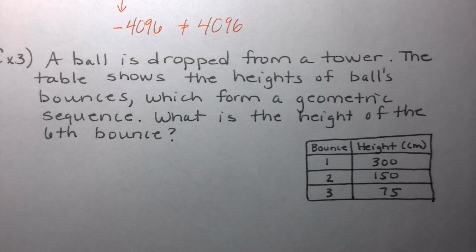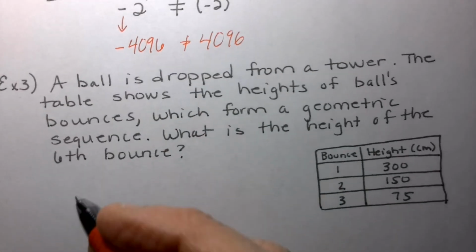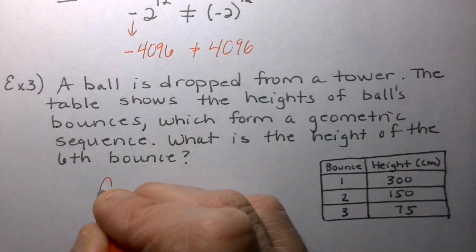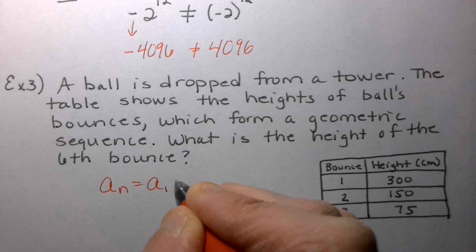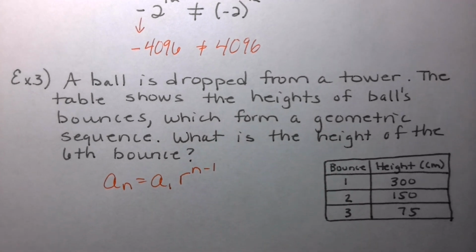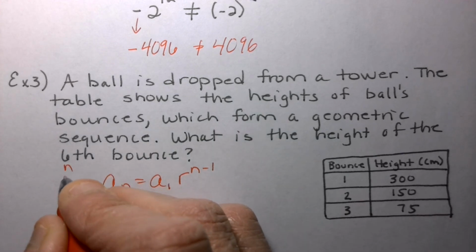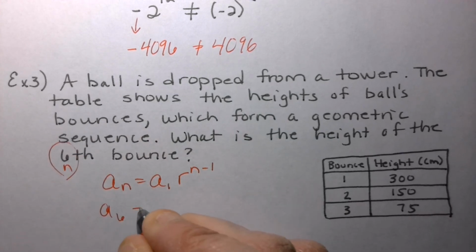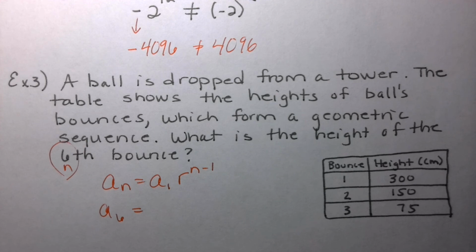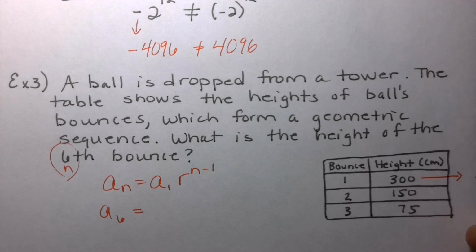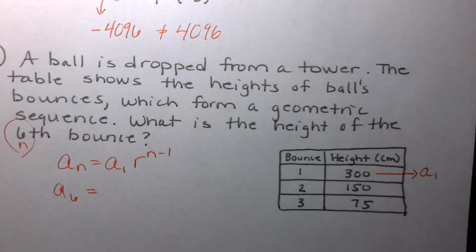A ball is dropped from a tower. The table shows the heights of the ball's bounces, which form a geometric sequence. What's the height of the 6th bounce? All right, well, let's get our formula down. Okay. And now we need to know which one. We want the 6th one, so that's our n. So we want a sub 6. And what is a sub 1? It is our first bounce height, right here. That is our a sub 1.